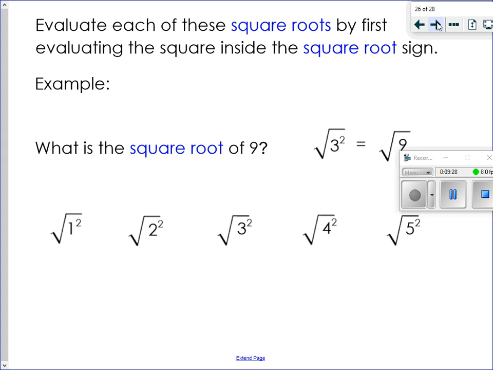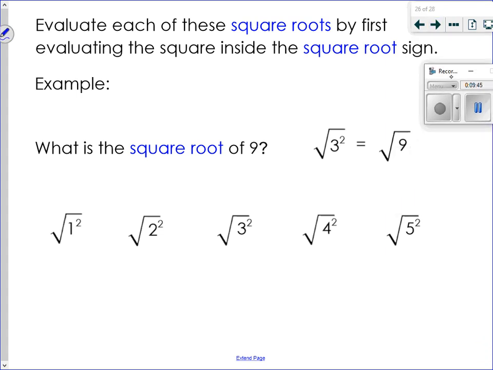All right, this question says, evaluate each of these square roots by first evaluating the square inside the square root sign. Okay, so here's an example that has been worked for us. What is the square root of 3 squared? Remember that 3 squared, this notation, means 3 times 3. That's what 3 with the little 2 up in the air, the superscript, means.